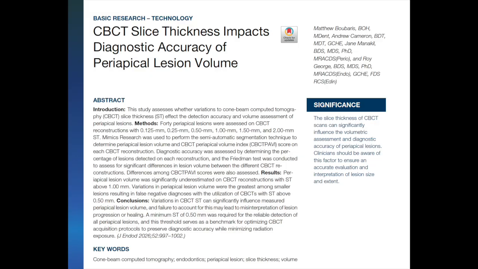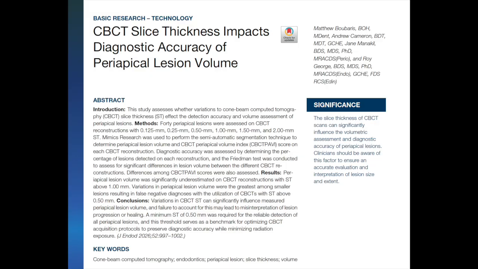in Mimics, and classified using the CBCT periapical volume index, which categorized them from the smaller lesion sizes to the largest, six. Forty lesions, eight in each group from 2 to 6, were analyzed. Lesion detection rate and volume differences across slice thicknesses were assessed using non-parametric statistics with Bonferroni correction.